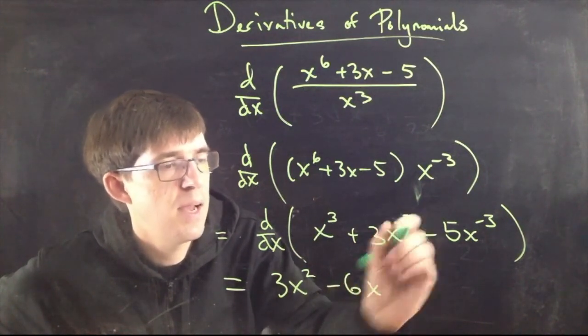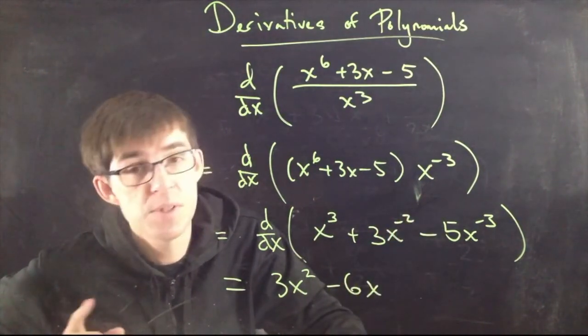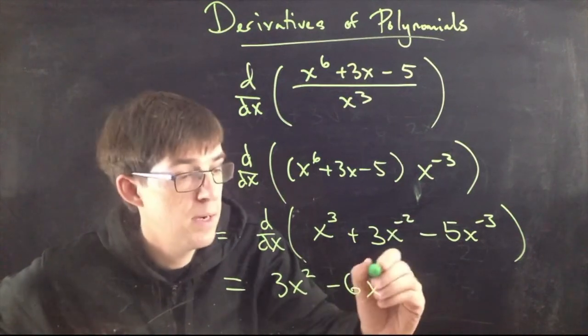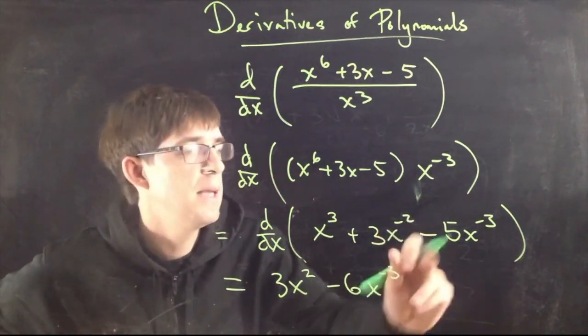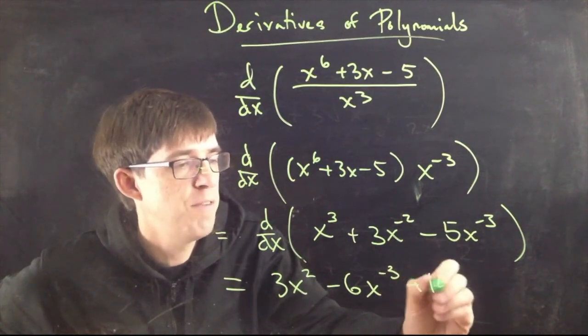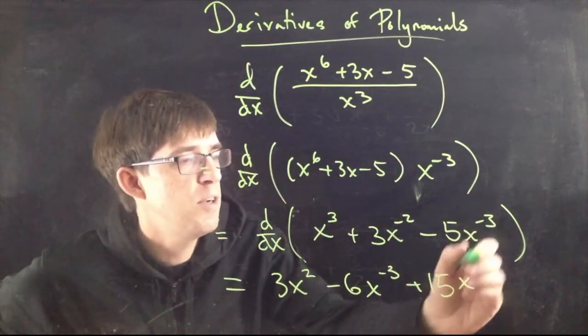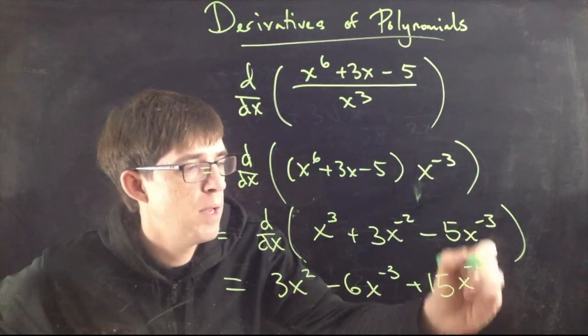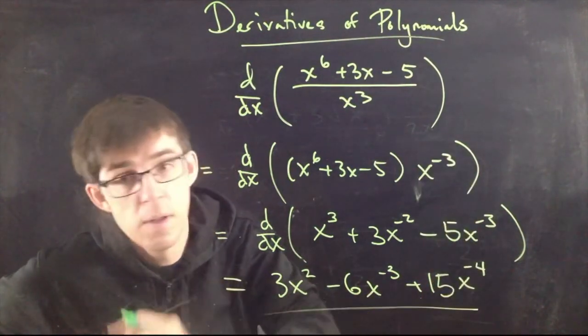And then x, I decrease the exponent by 1. It was negative 2. I subtract 1. I get negative 3, right? And then this one, the minus 3 comes down, multiplies the minus 5. I get plus 15. x, I decrease negative 3 by 1, it becomes negative 4. That's that.